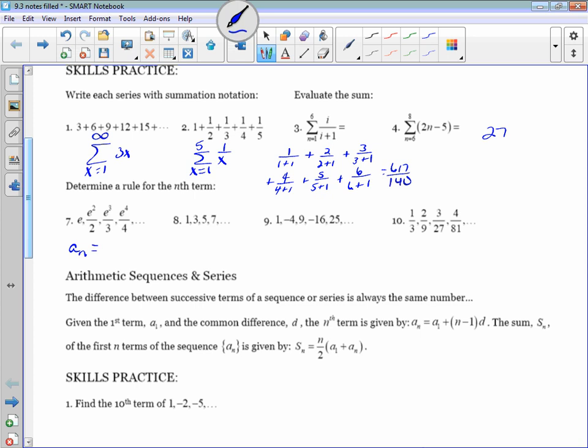What do you think? I think you have the right idea. You just have a lot of... e is not a variable, right? So I heard somebody say e to the n, which I agree with, over what? Yes. That is your rule. Okay? So you guys try 8, 9, and 10. Come up with your rule for the nth term.